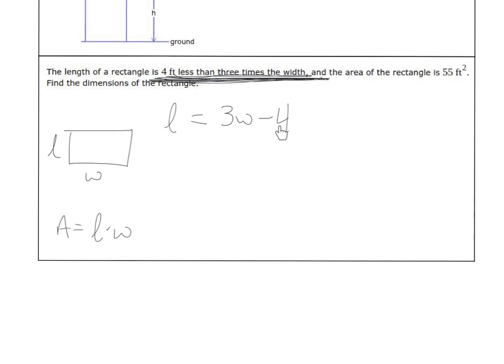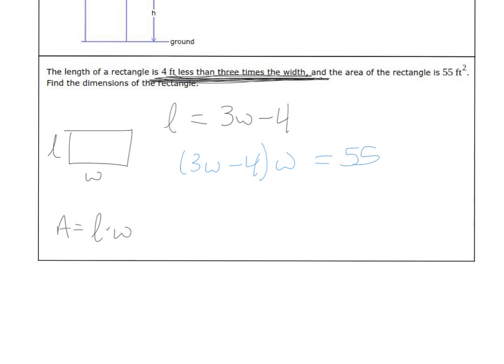I can take this expression and go down to my area equation, and instead of saying L times W, I can use this in place of L. So that's going to look like 3W minus 4 times the width. This represents the area, which they told us is 55. So that's equal to 55.